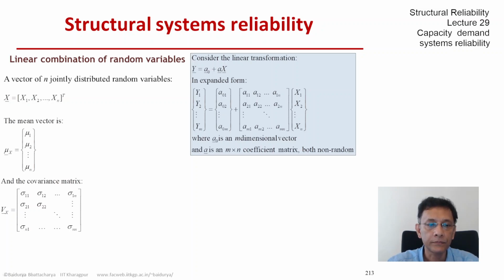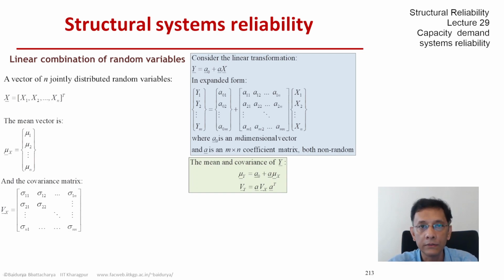So then we have a new random vector y, and its mean and covariance matrix we know is, as you see on the screen, the mean of y is given in terms of the mean of x, the covariance matrix of y is given in terms of that of x with the help of a0 and A.